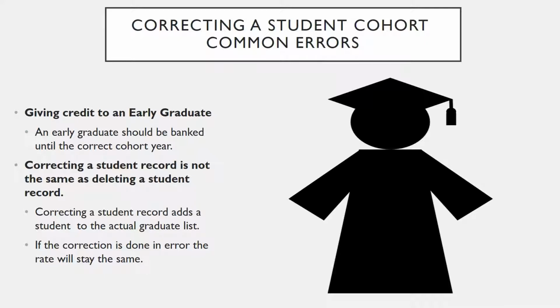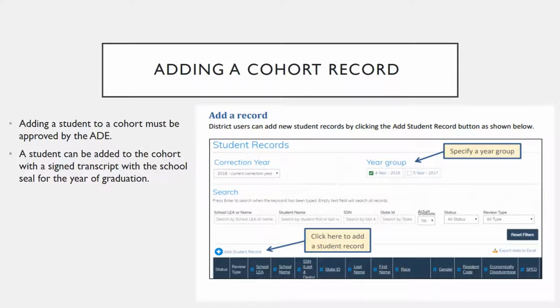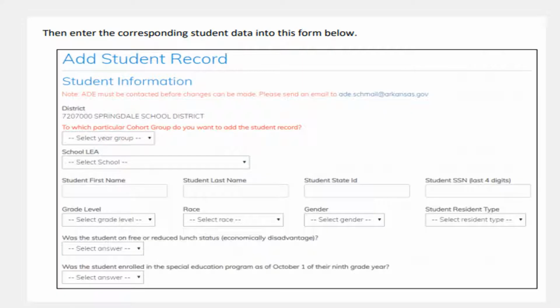Adding a cohort record. Adding a student to the cohort must be approved by the ADE. A student can be added to the cohort with the signed transcript for the current year of graduation. To add the student record, all of the information on this list must be completed.